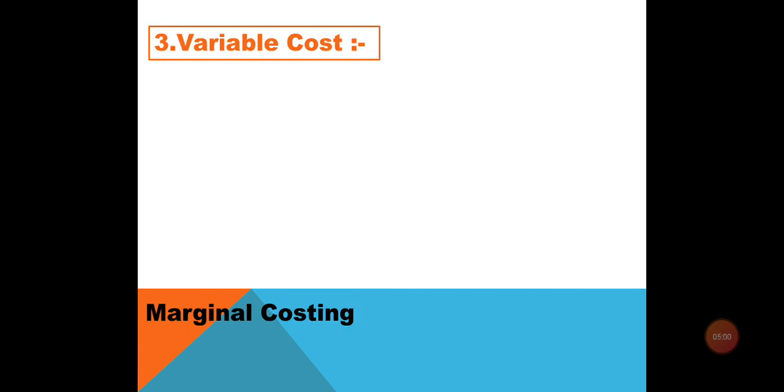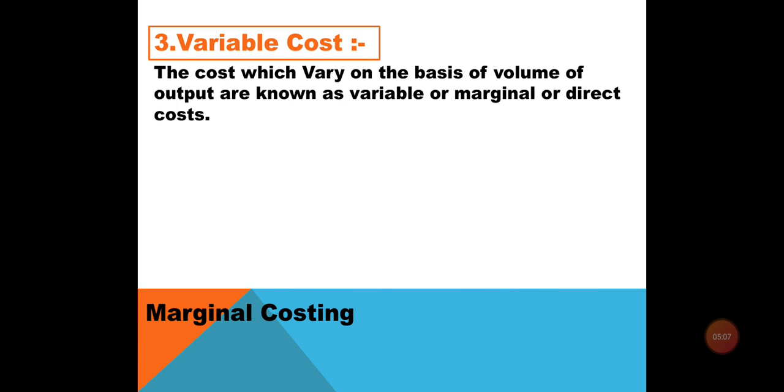So, students, further we go to the next concept, that is variable cost. What is meant by variable cost? The costs which vary on the basis of volume of output are known as variable or marginal or direct cost. Students, we must know the other names for variable cost. For variable cost, we call it marginal or direct cost also.